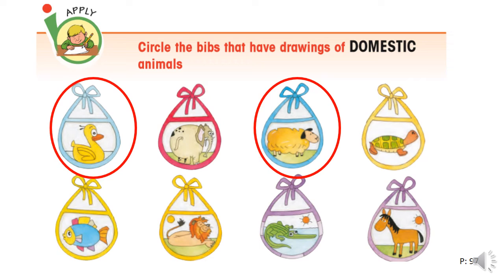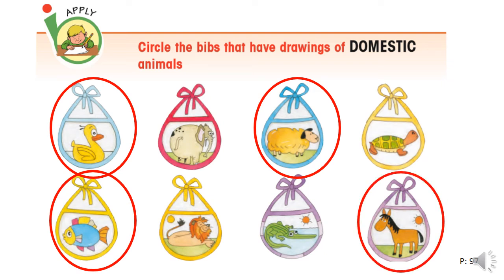Fish? Sure, yes, I can keep this fish in the aquarium. I give it food and I change its water. The next animal, lion? No. Crocodile? Also no. Horse? Yes. So these are examples of domestic animals.